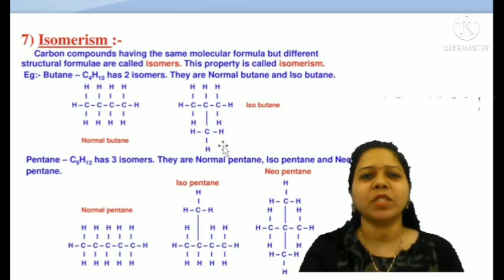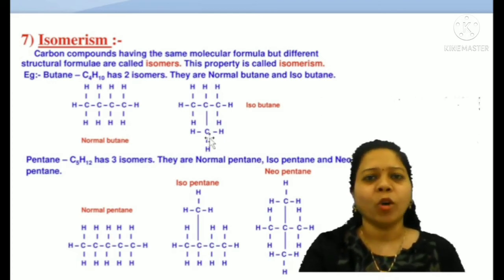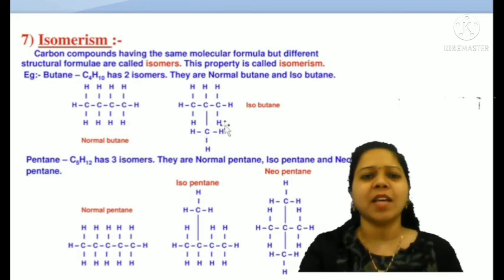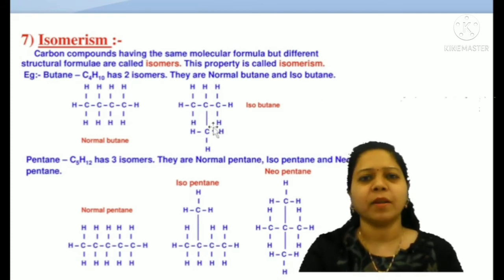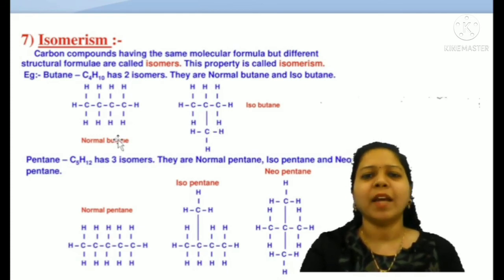This means the number of atoms present in both molecules is the same, C4 and H10 only, but their structures are different. The structure of butane is this and the structure of isobutane is this. That's why we say compounds whose molecular formula is the same but structural formula is different are known as isomers of each other. Both compounds have the same molecular formula, C4H10, but different structures. That's why butane and isobutane are isomers of each other.